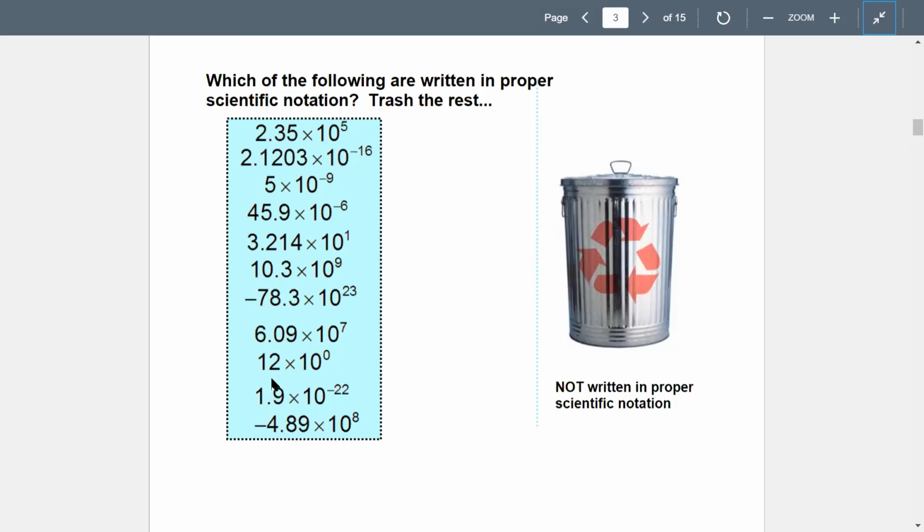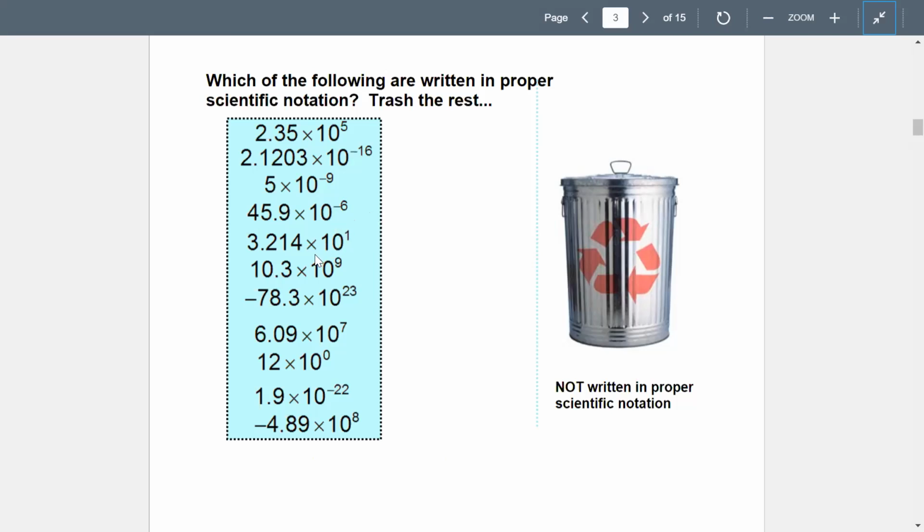So the ones that didn't check out were 12, negative 78.3, 10.3, and 45.9. And all I did in order to fix it is we're going to move the decimal point, and that will end up changing your exponent because you moved the decimal. So you're going to have to account for that there. We'll talk about that in just a few.